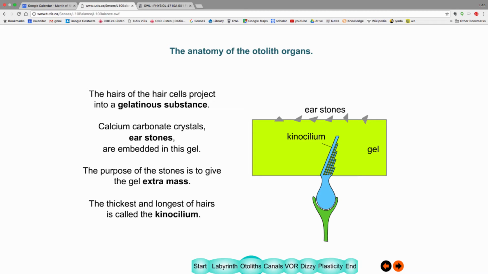Now, if you look at the hair cell, unlike the one for hearing, this hair cell is embedded in a gel. It's like a jello. And on top of the jello, you have the sprinkling of stones. And those stones are made to add mass to this jello. And the hair cell has a particular shape. It has a long hair and then shorter and shorter hairs, like the ones you find in hearing.